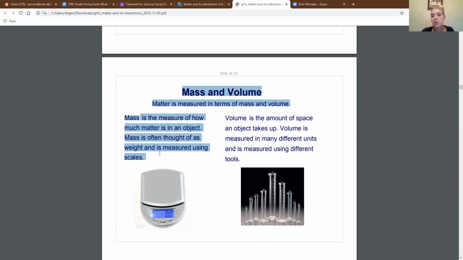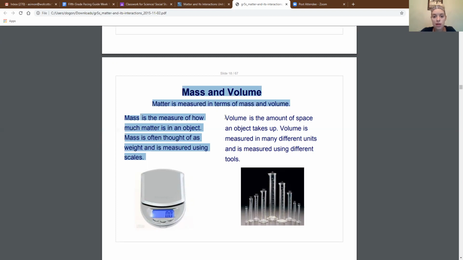Okay, so sometimes when you guys go to the doctor, you get on the scale and they weigh you, they're seeing your mass, they're seeing how much matter is inside of you. Okay, they're taking your weight. Okay, so mass is how much matter is in an object, and we use scales. So make sure you have that written down. Remember, you can always pause this video if you do not have time to write it down, okay? And then play it when you're finished.